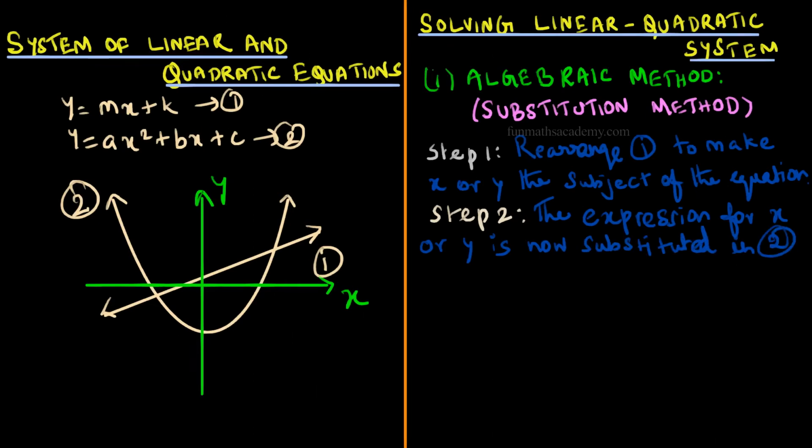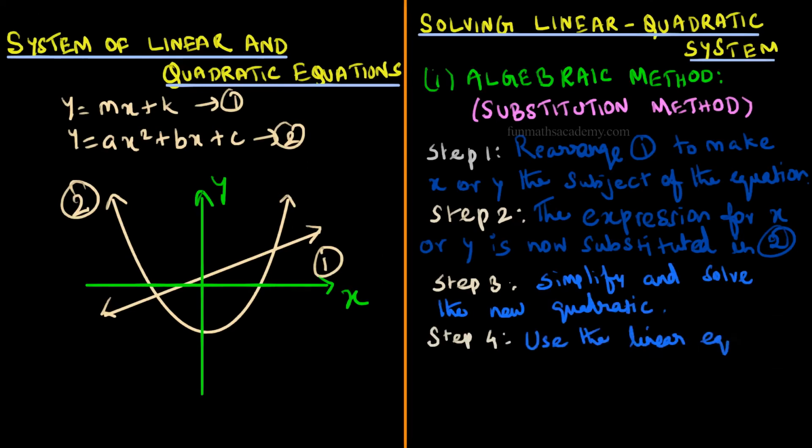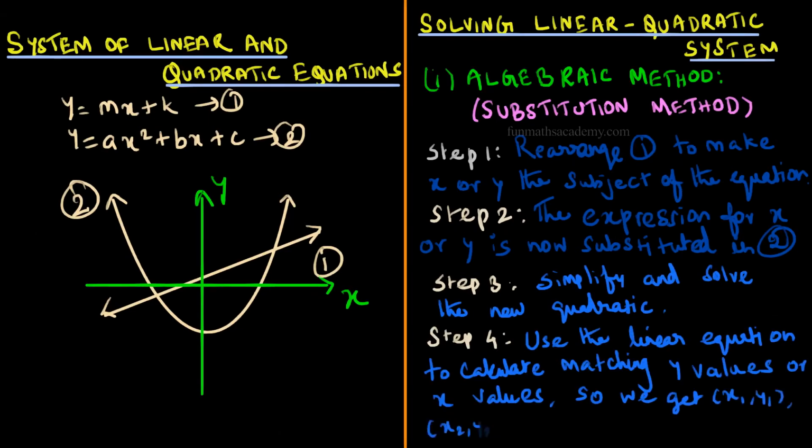And we will then get a quadratic equation with only one variable, which is either x or y. Then we should simplify this quadratic equation and substitute it back into the linear equation. When all these steps are done, we will get the solution as two coordinate points. These two points are the places where the curve and the line meet.